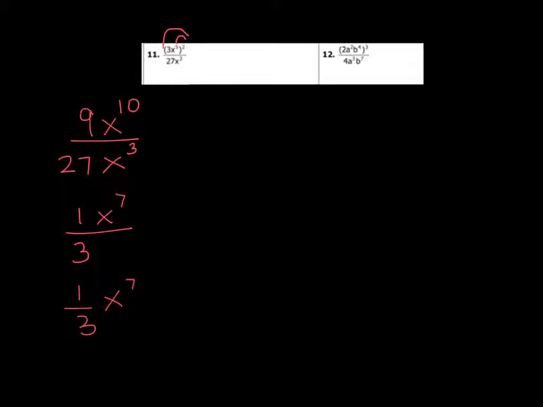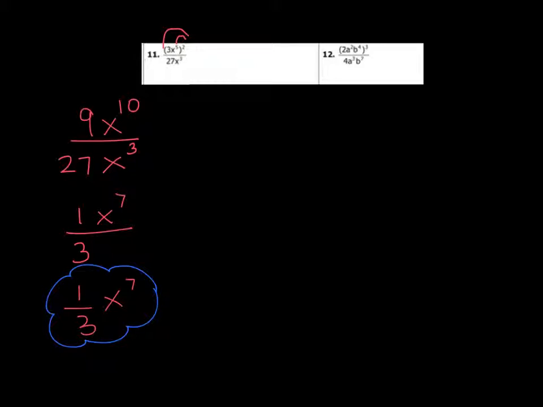So 3 squared is 9, and then x. Okay, so remember, when raising a power to a power, we multiply. So 5 times 2 is 10. So we have 9x to the 10th on top of 27x to the 3rd. Now I can use my quotient of powers property. So 9 over 27 reduces to 1/3. And then dividing powers with like bases, so quotient of a power, I keep the base and I subtract my exponents. So 1/3 x to the 7th would be my simplified answer.